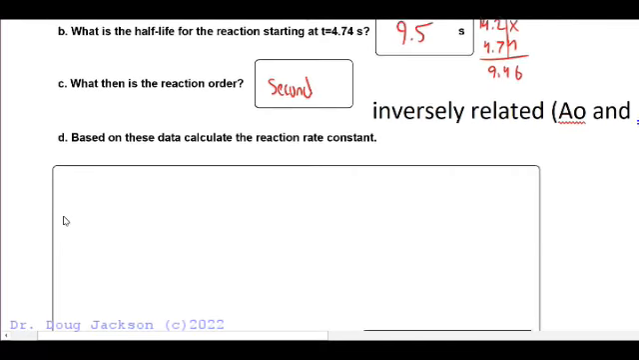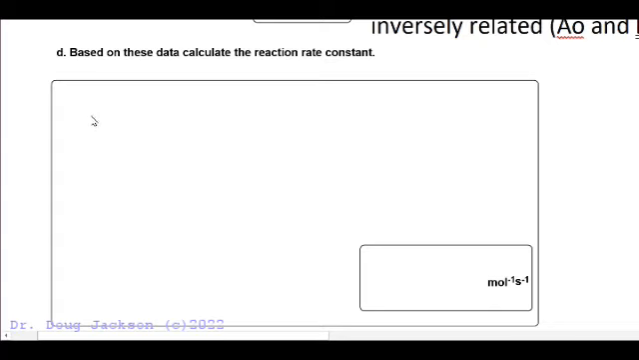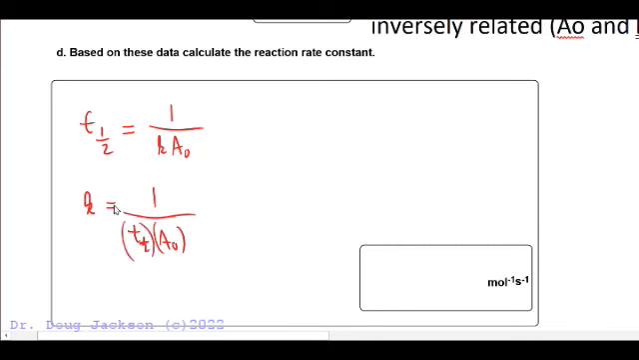And so based on that, we want to calculate the rate constant. So we just saw that formula a second ago. The half-life was equal to 1 over the rate constant times that initial concentration. So if we're solving for the rate constant, we could multiply both sides by k and then divide both sides by the half-life, t half, times A naught. So two terms we've got to plug in, and we set those equal to the rate constant.